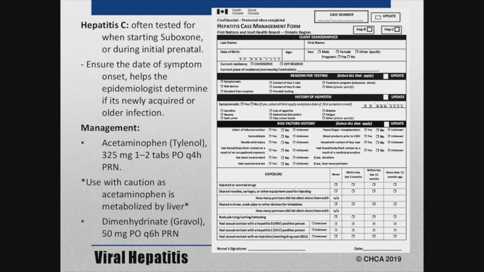The management typically is symptomatic, with Tylenol 325, 1 to 2 tabs every 4 hours, PRN. Also, we want to use some caution given the liver involvement, and that Tylenol is metabolized in the liver. That's the reason why it's a lower dose, but we certainly also want to continue to monitor these patients closely. Gravol can also be used, if need be, for symptomatic management. Follow your clinical practice guidelines for further management of hepatitis C.